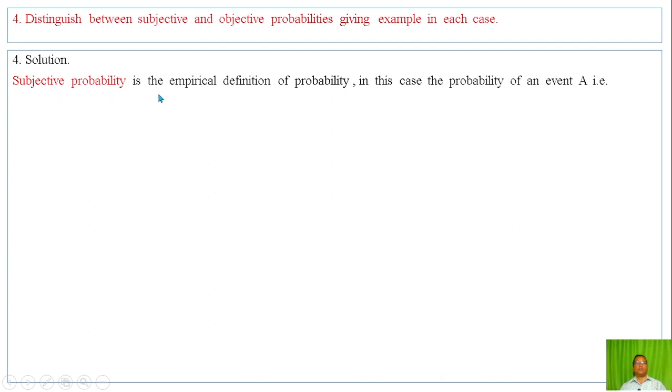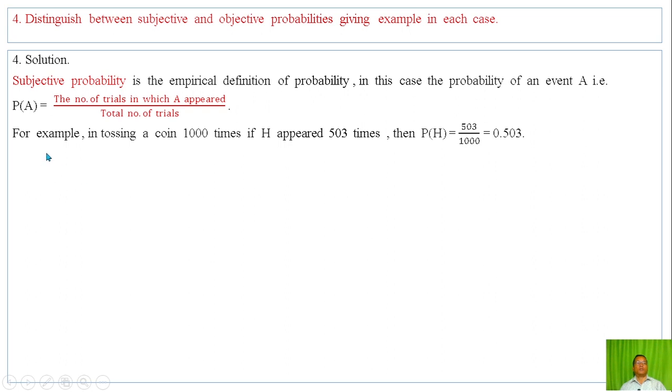Subjective probability is the empirical definition of probability. In this case, the probability of an event A, that is P of A, is the number of trials in which A appears divided by total number of trials. For example, in tossing a coin 1000 times, if head appears 503 times, then P of head is 503 divided by 1000, that is 0.503.